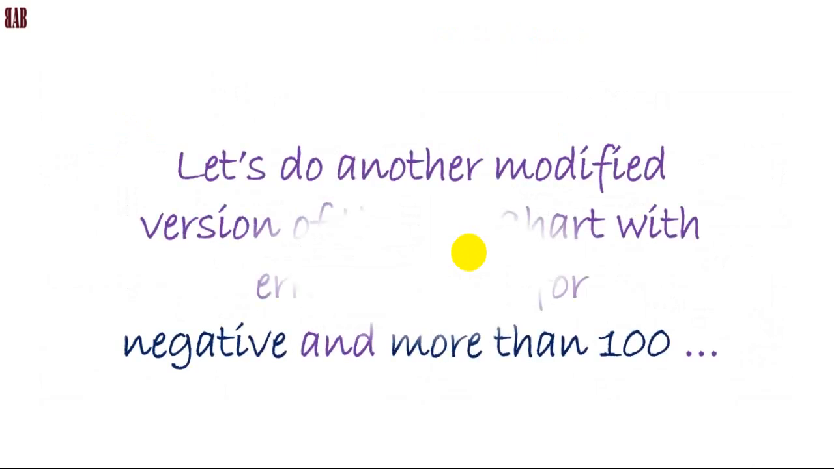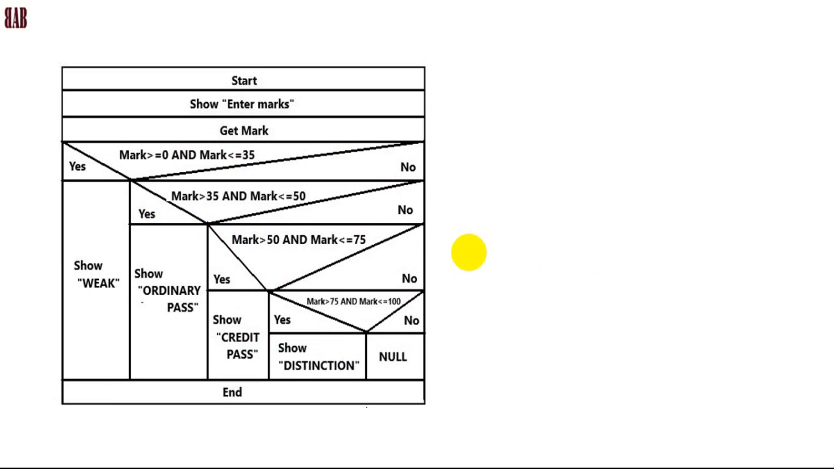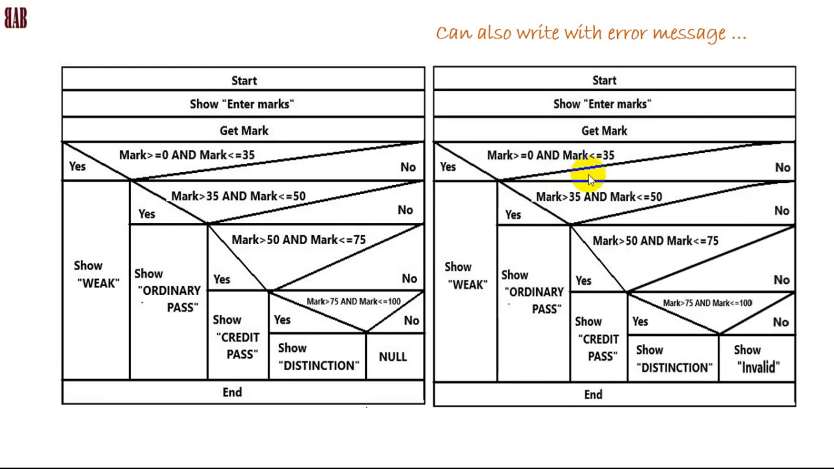So let's see how we can solve that by giving an error message. Same problem: if it is a negative value or above 100, we are going to give some kind of error message. Okay, so this version is our original version with the AND. In this one, it will come through this and do nothing when it is negative or greater than 100. Nothing will happen. So we can write another version with the error message, just as this, the same exact identical thing.